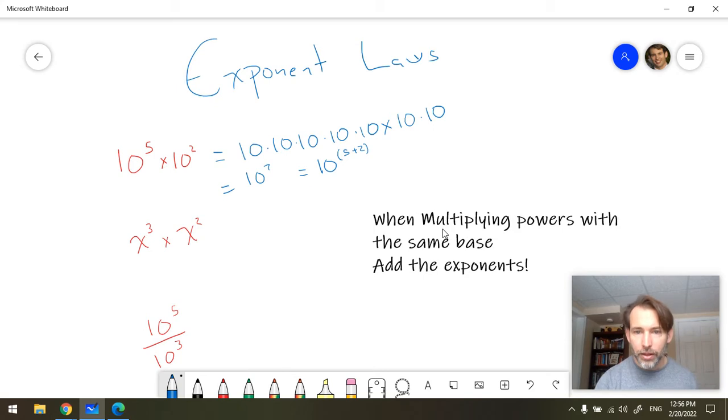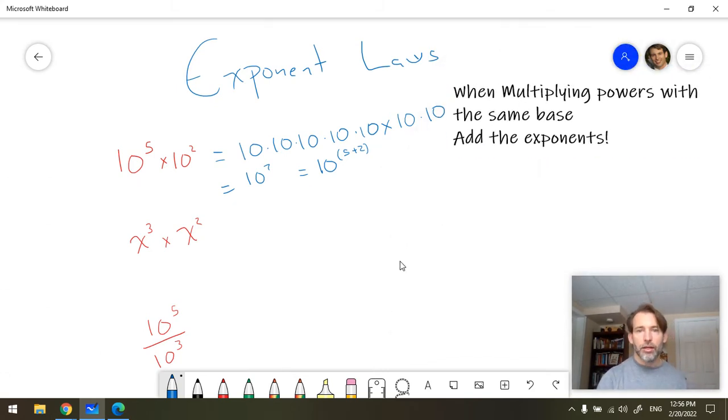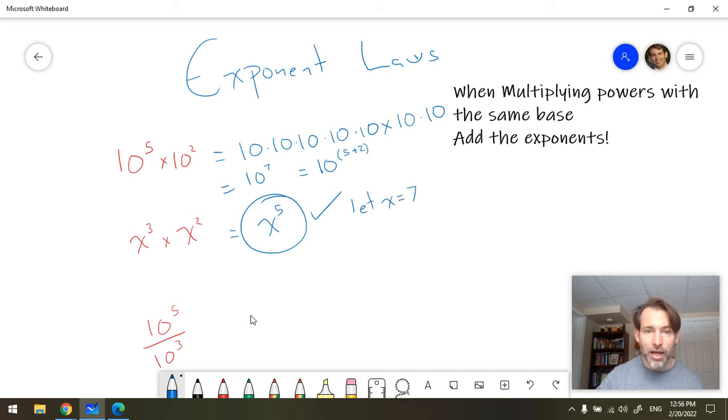There's our rule. Okay, now what if we had x to the 3 times x to the 2? I don't know what x is. But I do know that this will be x to the 2 plus 3, which is x to the 5. Done. Final answer. Because I need to know what x is. Suppose I say let x equal 7. Well, then x to the 5 would be equal to 7 to the 5, and I don't have my powers of 7 memorized that high.